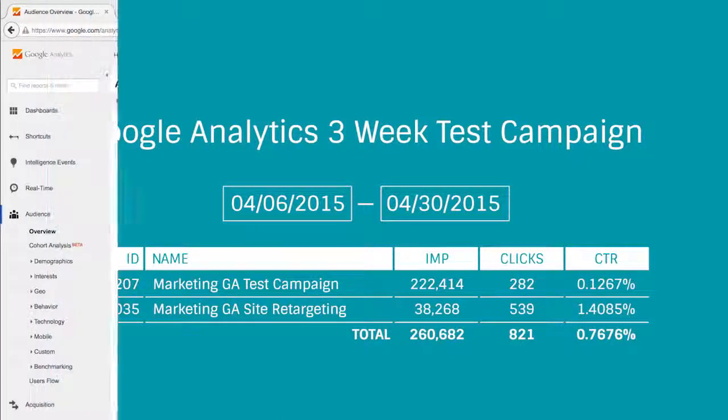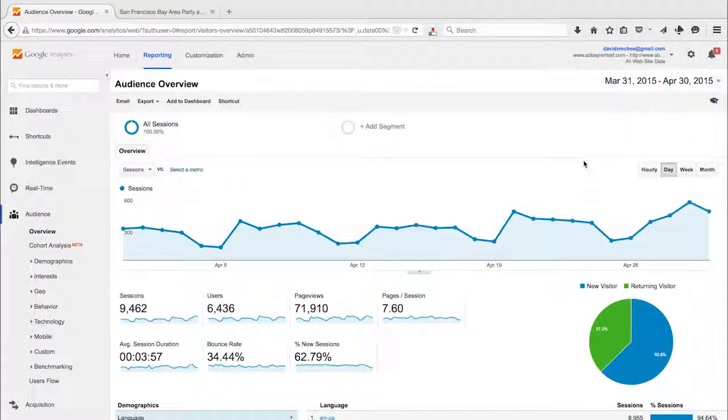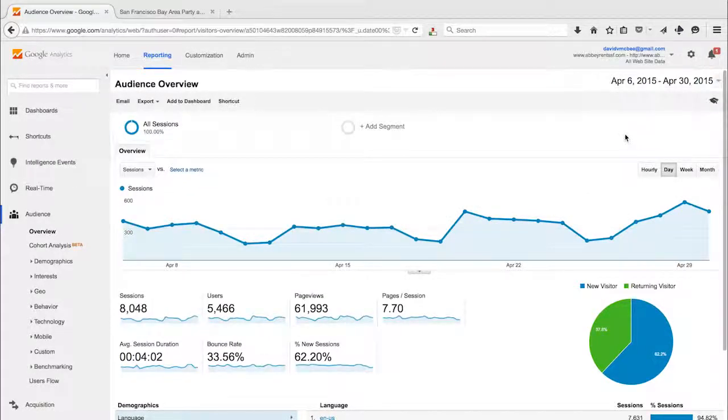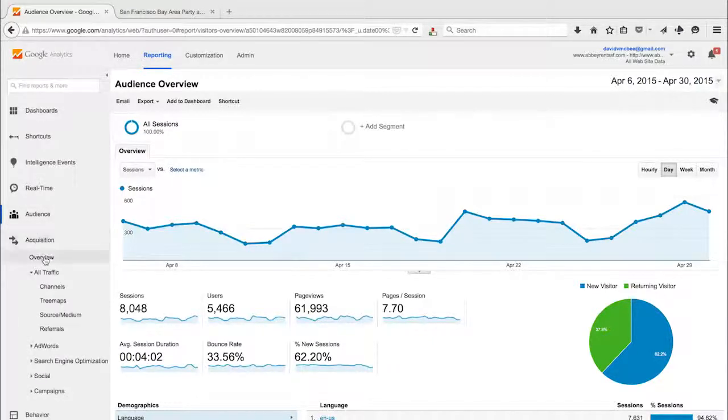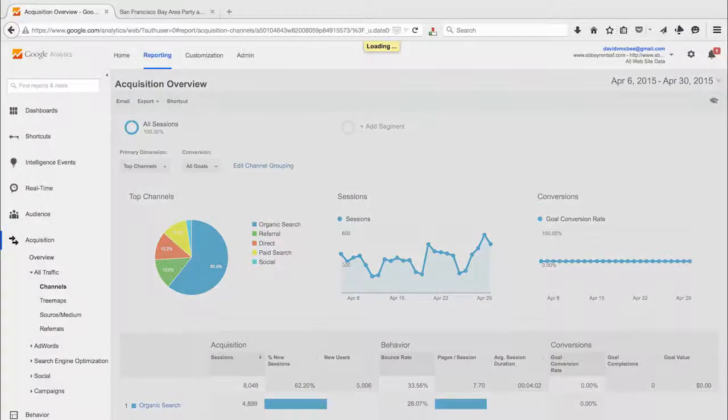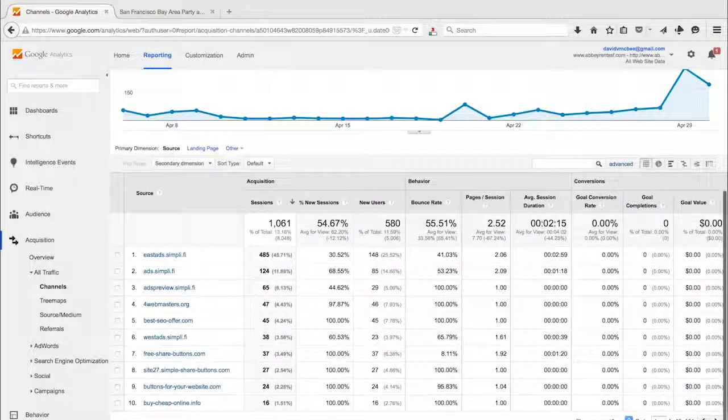Let's dive into the campaign by looking at it in the usual way that most advertisers would. So we know that this campaign ran from April 6th to April 30th, so I'm going to set that as my custom date range. Okay, if I'm like most business owners who use Google Analytics, I'm going to go straight to acquisition, then overview, then referral to see the direct traffic I got from my targeted display ads.